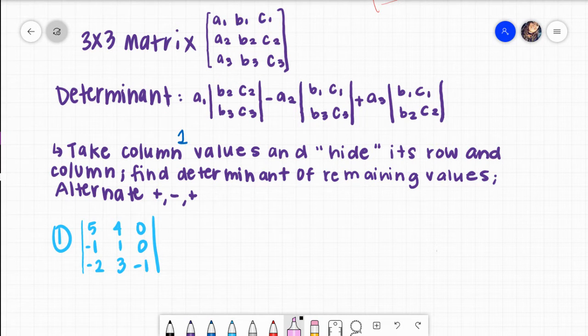I'll go ahead and show you this one too, when we're talking about right here at A sub 2. This is A sub 2. If you hide the column that it's in and the row that it's in, what's remaining is B sub 1, C sub 1, B sub 3, C sub 3. Do y'all see that? And then similarly, you'll do the same thing for A sub 3, okay?